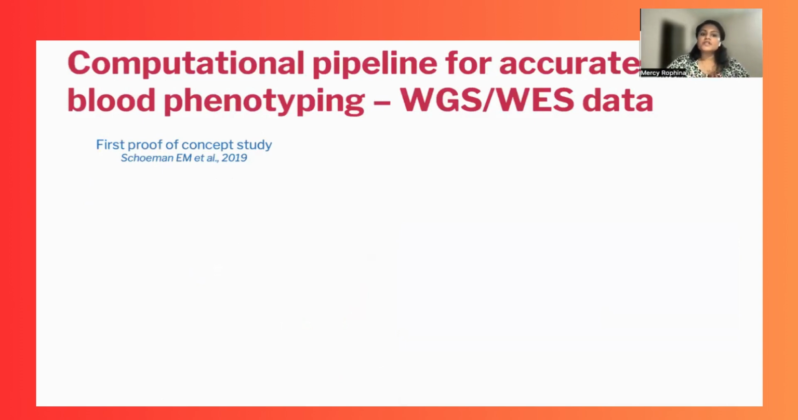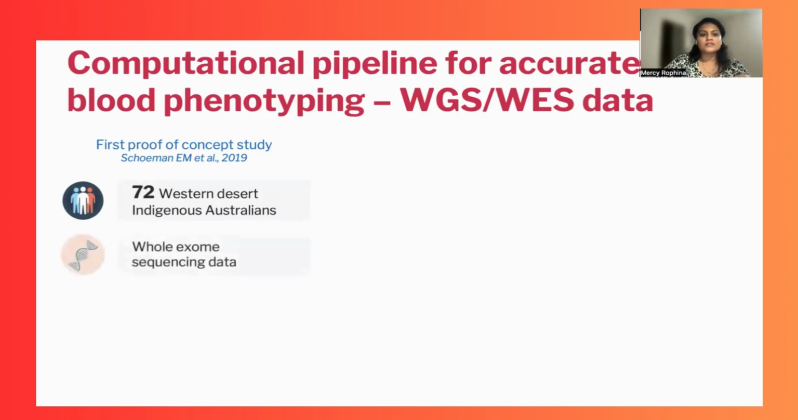The very first proof of concept study, which explored the population scale blood profile of a particular population, was put forward in the year 2019 by Schoeman et al. This proof of concept study was performed on the Western Desert indigenous Australians. The size of the study dataset was about 72 samples. The whole exome sequencing data was available for these 72 individuals who belong to the group of indigenous Australians, so whole exome sequencing was performed.